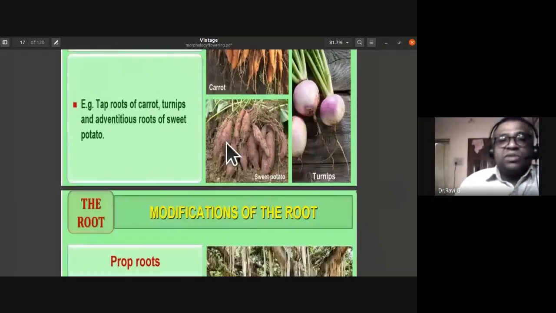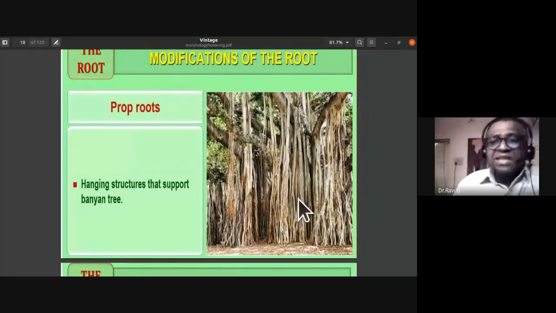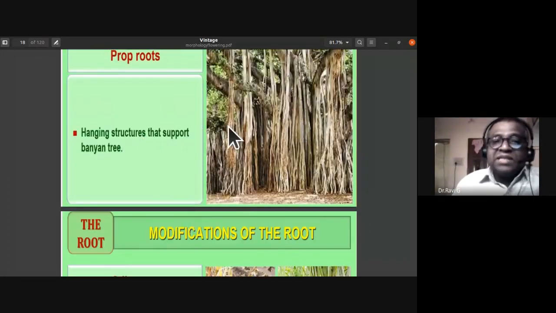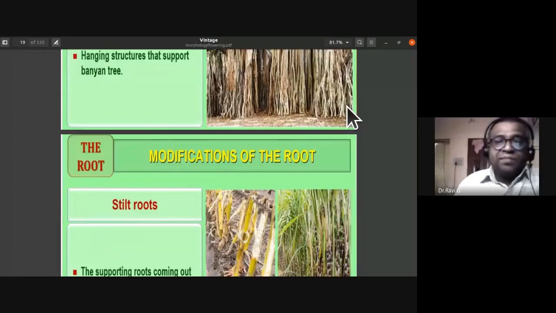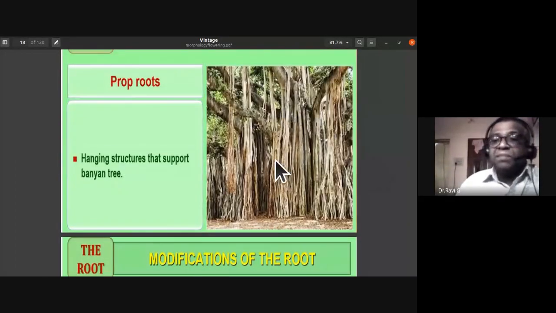So swollen roots for food storage: tap roots of carrot, turnip, and adventitious roots of sweet potato are storing the food. This is an example of prop roots, the hanging roots from the stem of the banyan tree. You can see these hanging structures which support the huge canopy of the banyan tree. You should visit a big banyan tree to appreciate the prop roots and the mechanical strength and support that they provide for its huge canopy.